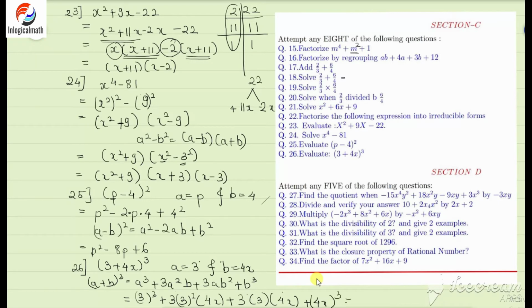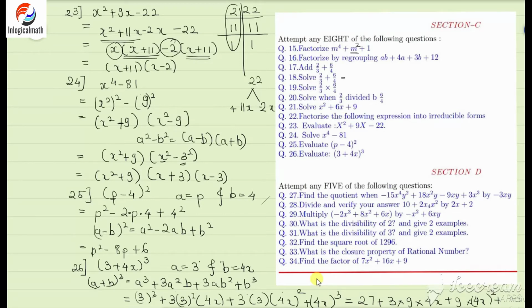Okay, so 3 cube is what? 27, plus 3 and 3 square is what? 9. Multiply by 4x, plus 3 3s are 9, multiply by 4x. Okay, 4x square. In a b square, I forgot to write the square. So 4x square, plus 4x cube.